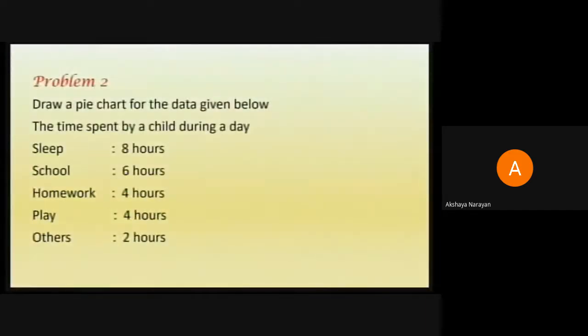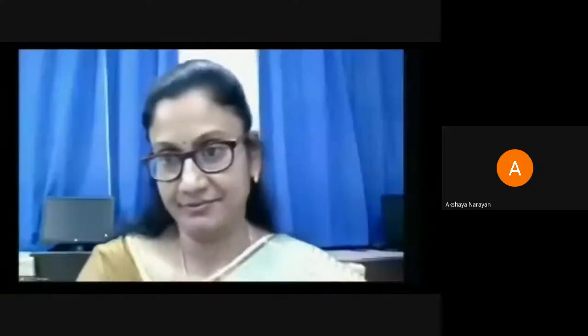So this is problem 2. Draw a pie chart for the data given below: the time spent by a child during a day. How many hours does a day have? Total 24 hours. So all those 24 hours are divided amongst all these activities. You have to confirm that. First sum up all these: 8 plus 6 plus 4 plus 4 plus 2. Definitely it's 24.